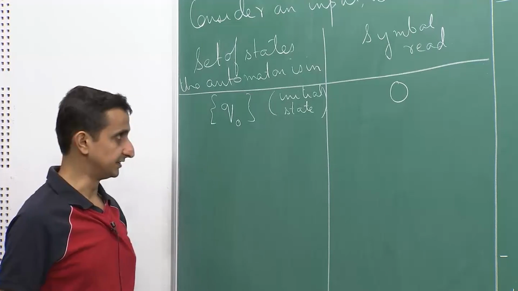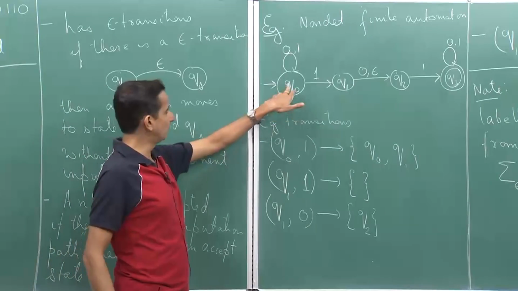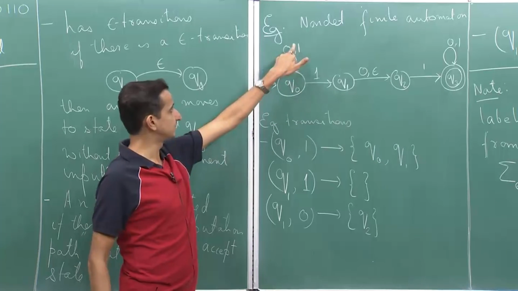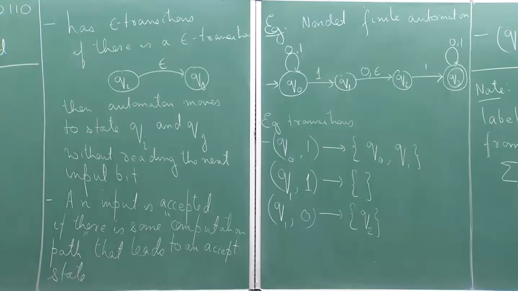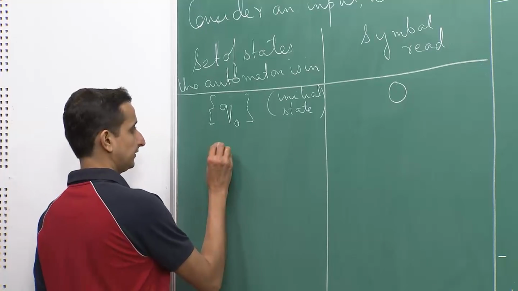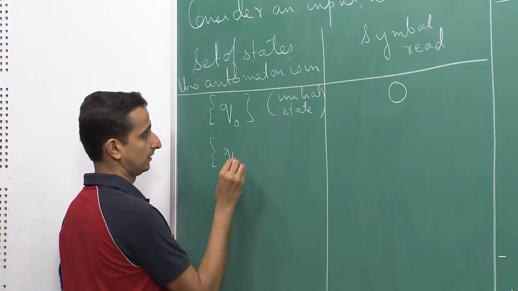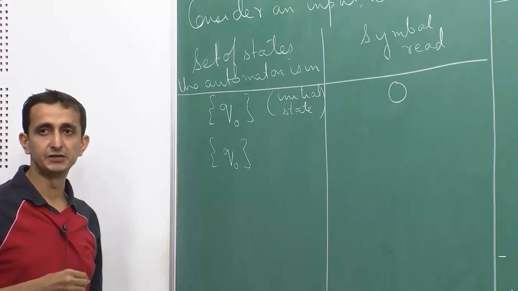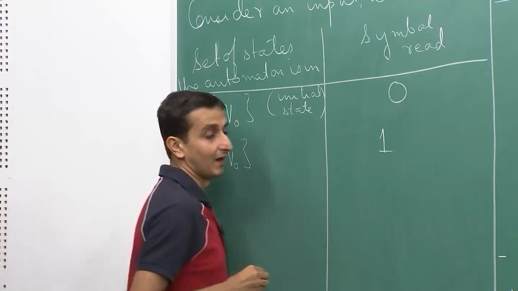So, we read 0. Now, what happens to the automaton? On reading 0, the automaton from Q0 stays at Q0. There is only one transition on 0, and that is to Q0. So, on reading 0, the automaton goes to the set Q0 itself.